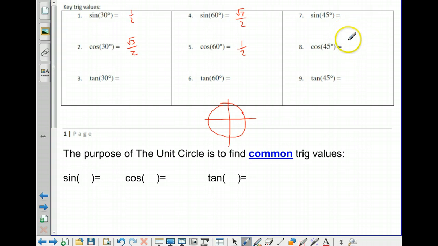Sine 45, cosine 45. These are the same. They are equal. Square root of 2 over 2. And in a triangle, what we saw the other day was that tangent is opposite over hypotenuse. And in the triangles that we know, the opposite side of 30 would be what?